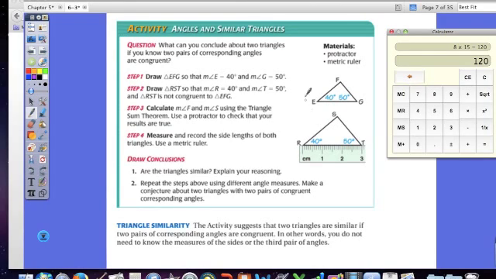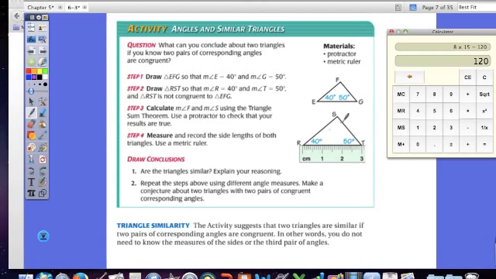They have you do a little activity here where you draw triangle EFG so that angles E and G are 40 and 50 degrees. Then draw a larger triangle again so that angle R is 40 degrees, angle T is 50 degrees, but they're not congruent. You can see that this is larger than this.